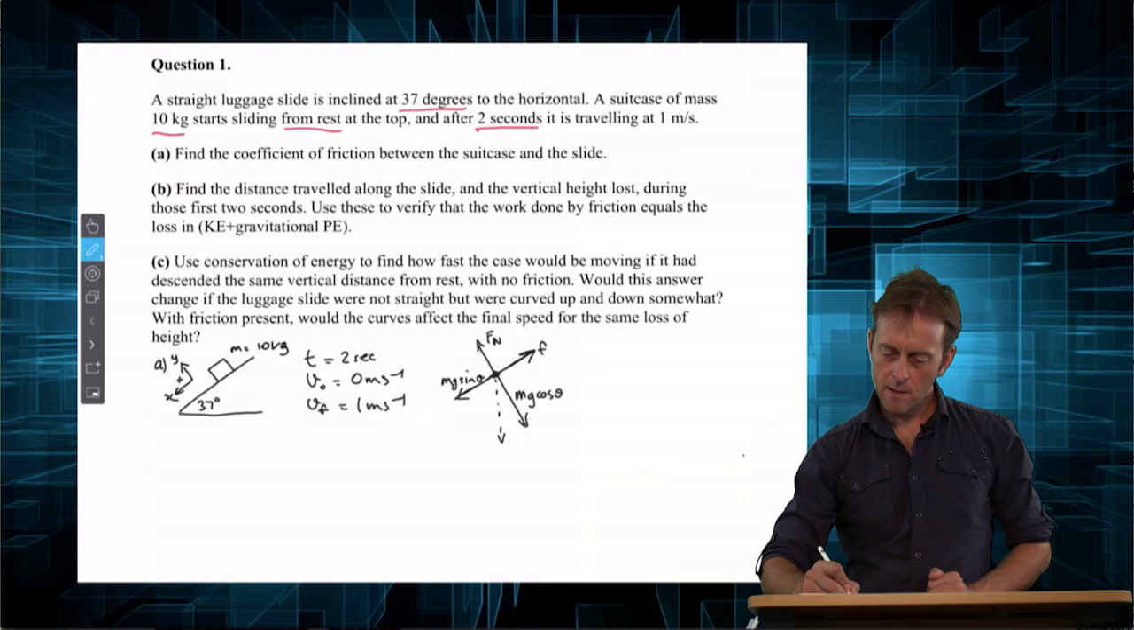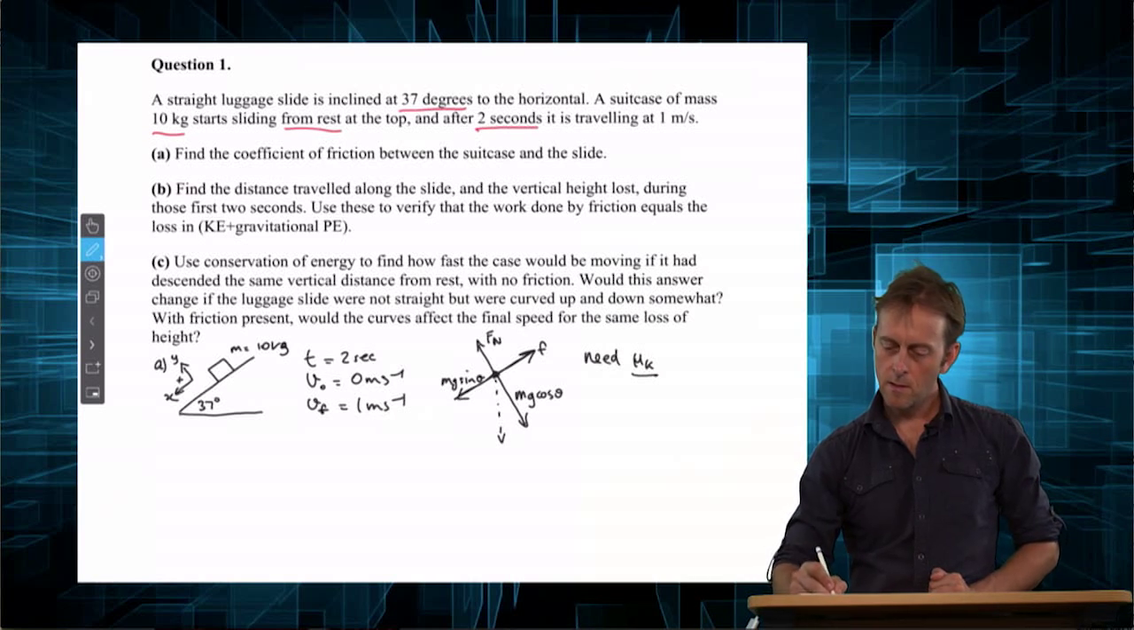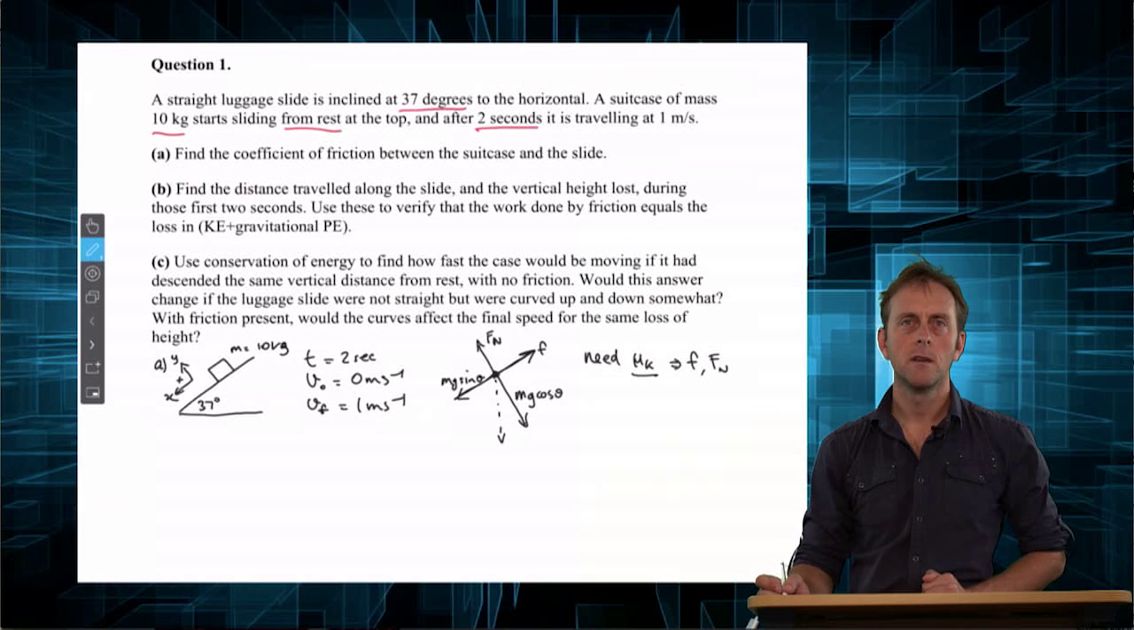So that's our force diagram with all the forces that are acting in the x and the y directions. We need mu k to start off with. So that's going to incorporate the frictional force and the normal force. Going to need those two things to find mu k.